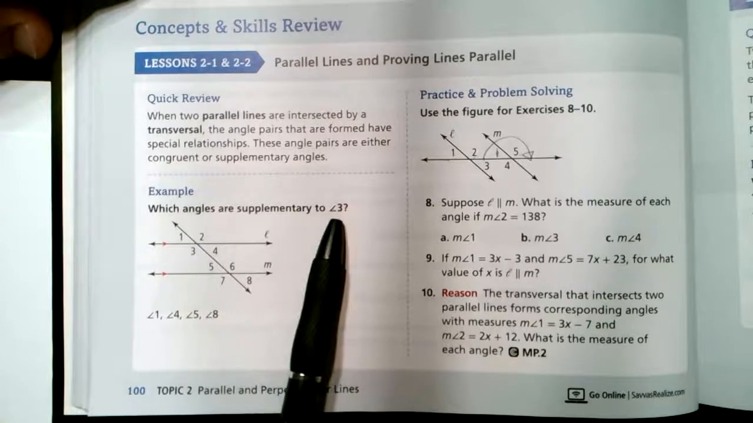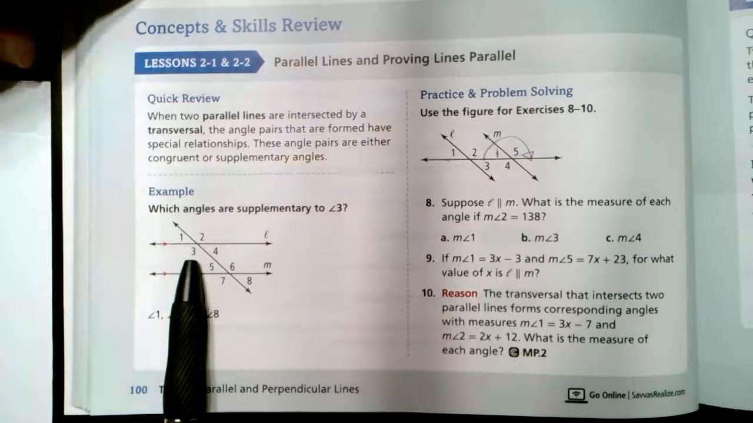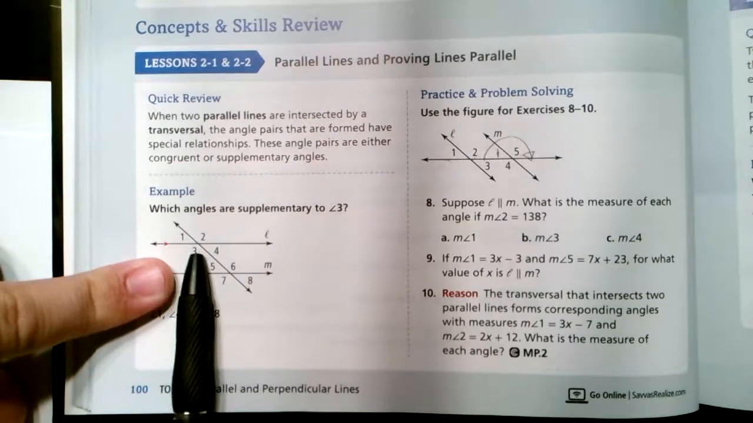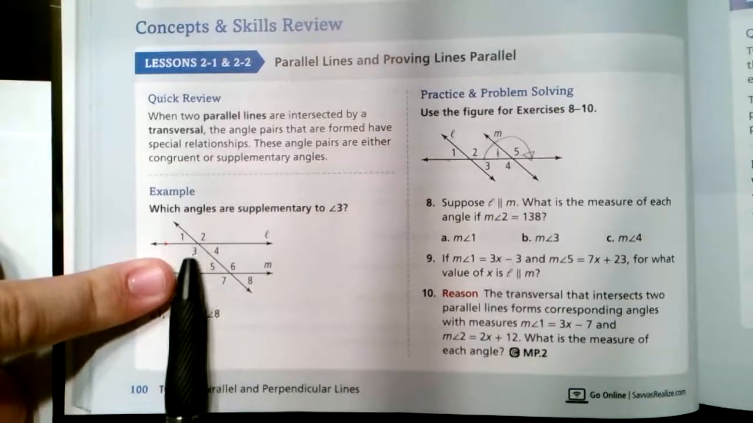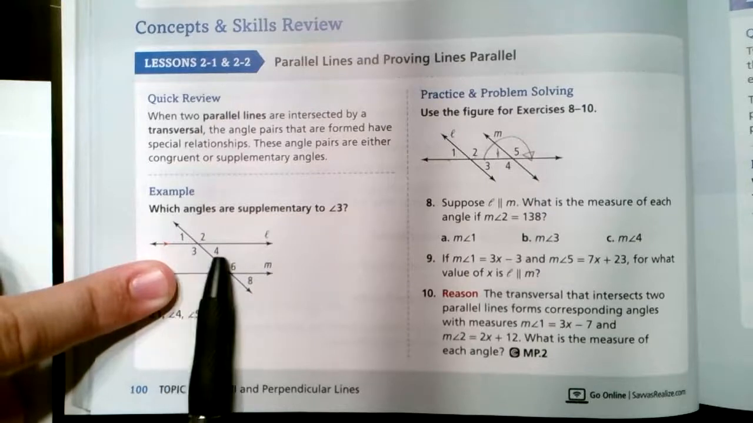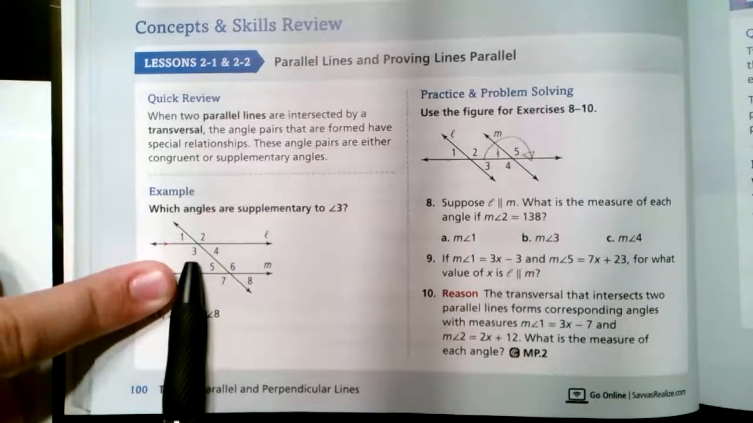So they're saying which angles are supplementary to angle 3. So basically, what angles will add to angle 3 and add up to 180 degrees? So I think angle 1, right? Angles 1 and 3 are supplementary. They add up to 180 degrees. Angle 2 and 3, those are vertical angles, so they're congruent. They're equal. They will not add up to 180, or they may, but in this case, it's not guaranteed. 3 and 4, those are supplementary. Those are linear pairs. They form a straight line. So those add up to 180.